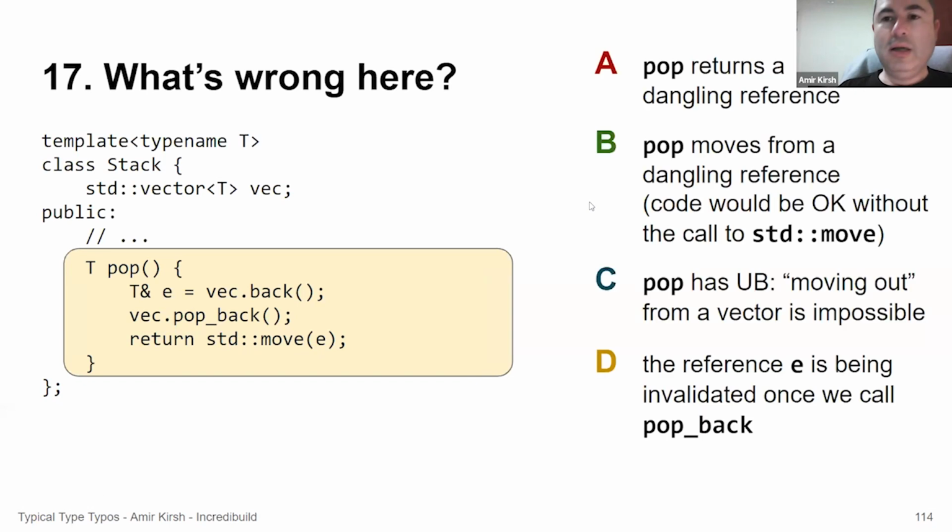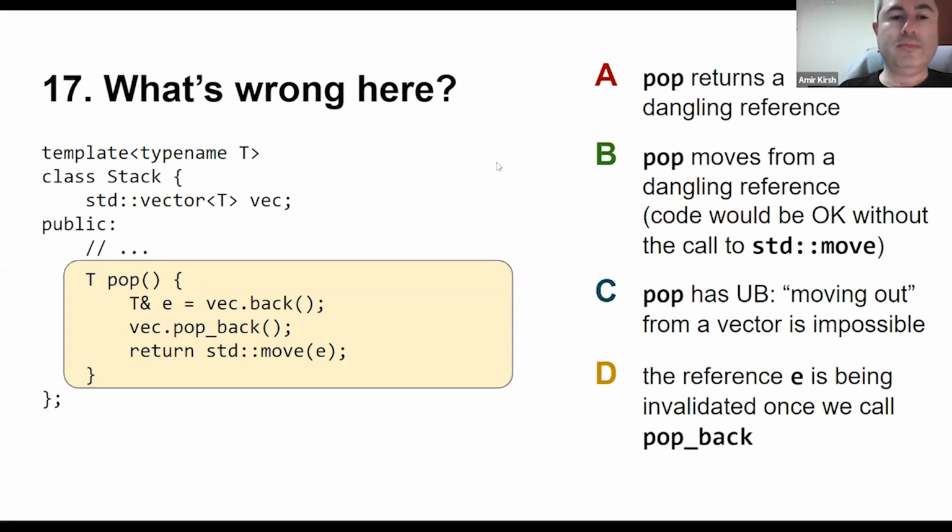What's the problem here? And the answers are: A, pop returns a dangling reference. B, pop moves from a dangling reference. C, pop has undefined behavior. Moving out from a vector is impossible. You cannot do that. You cannot pop with a move. Or D, the reference E is being invalidated once we call pop back. What is the problem? Let's vote. Something is wrong in the implementation of pop. What's the problem?